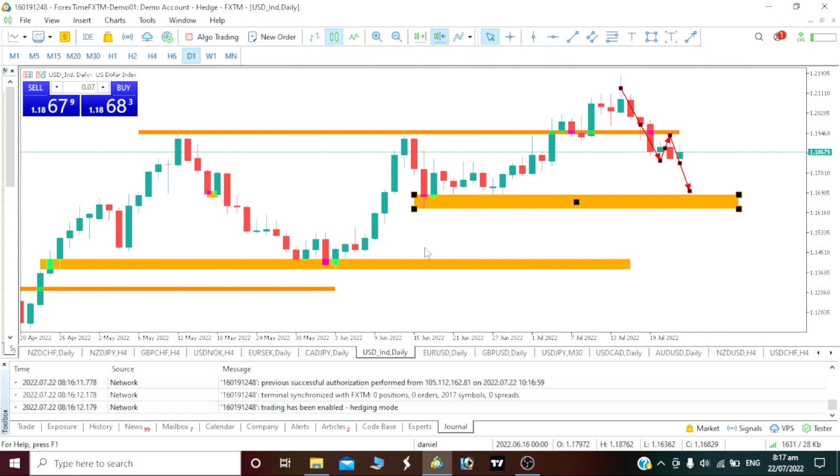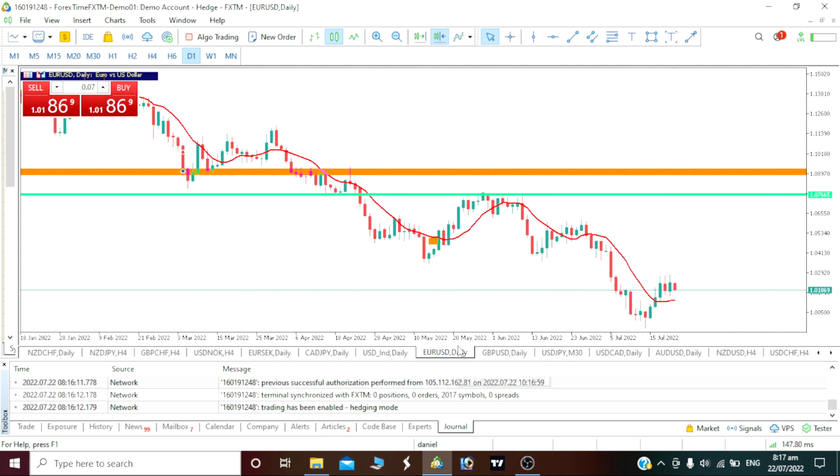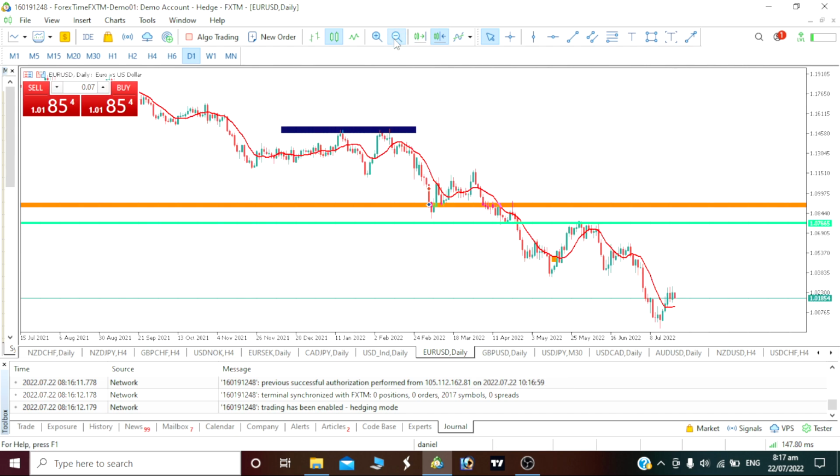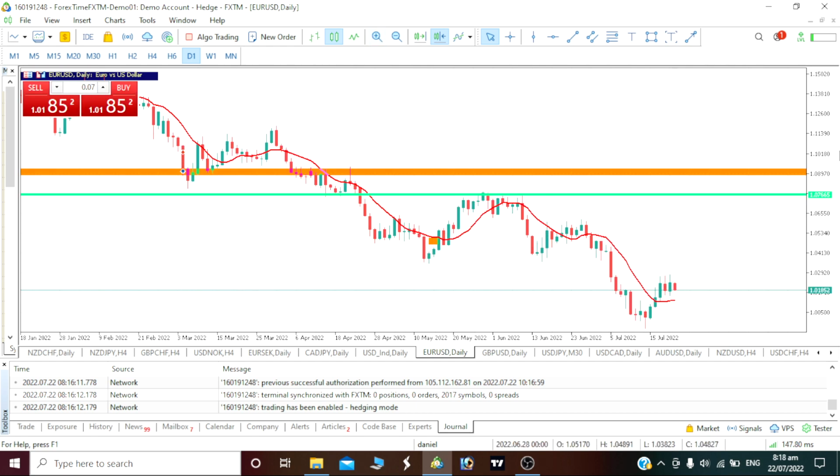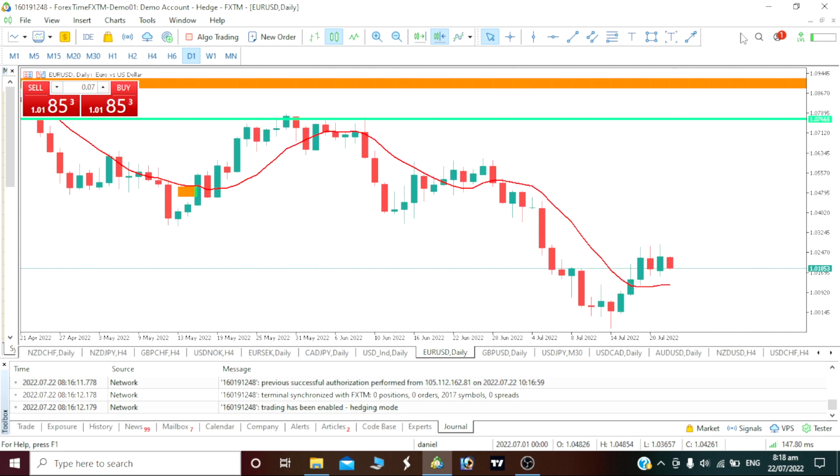So once our USD is falling, any pair we are trading against it should be giving us that bullish move. Exactly what I am aiming to see. Now let's see it on our Euro USD. We can see on our Euro USD, we were actually on a downward move.